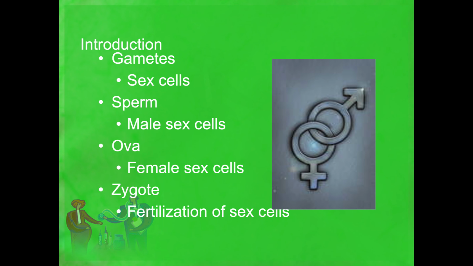Now, when the sperm successfully fertilizes the ovum, we have the fertilization of those two sex cells that usually occurs in the upper 2/3 of the fallopian tubes. When that formation occurs, we then have the creation of a zygote. And a zygote is just the fertilization of two cells with the expectation of a baby.